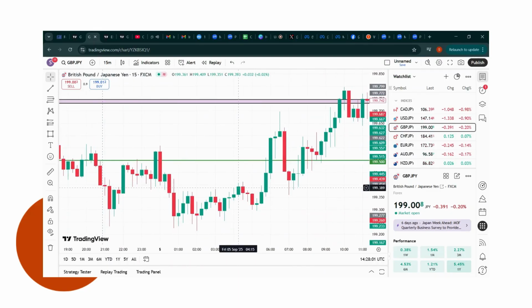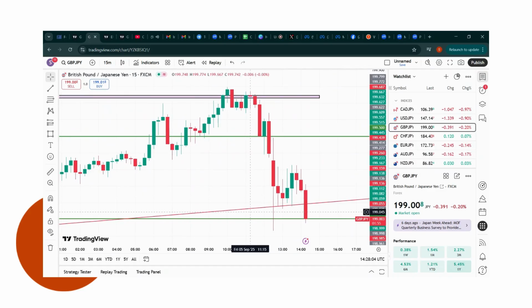I'll also be looking out for a buy soon on this. I'm looking out for a buy soon after around here.